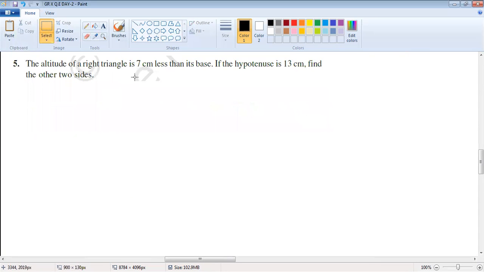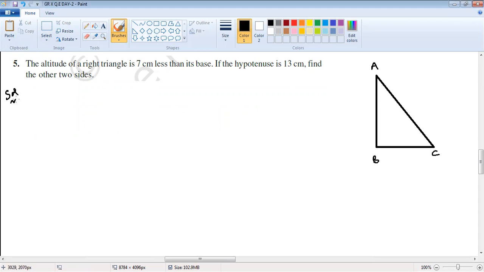The altitude of a right triangle is 7 centimeter less than its base. Okay, right triangle. First, we need to take the right angle triangle. Let the vertices be A, B, C. That's up to you; whatever you want, A, B, C, P, Q, R, X, Y, Z also. The altitude, in the sense, is the line which makes 90 degrees with the base.